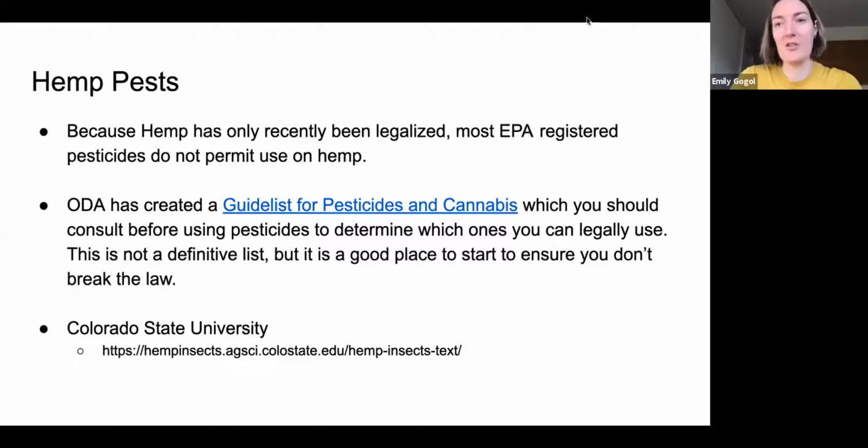So hemp pests, just as a reminder: because hemp has only recently been legalized, most EPA registered pesticides do not permit use on hemp. So please be careful when you're using different products. They may not be listed and you might get in trouble for using them. Here in Oregon, the Oregon Department of Ag, like many other departments in other states, has a guide list for pests and cannabis, which you should consult before using pesticides to determine which ones you can legally use. It's a good place to start.